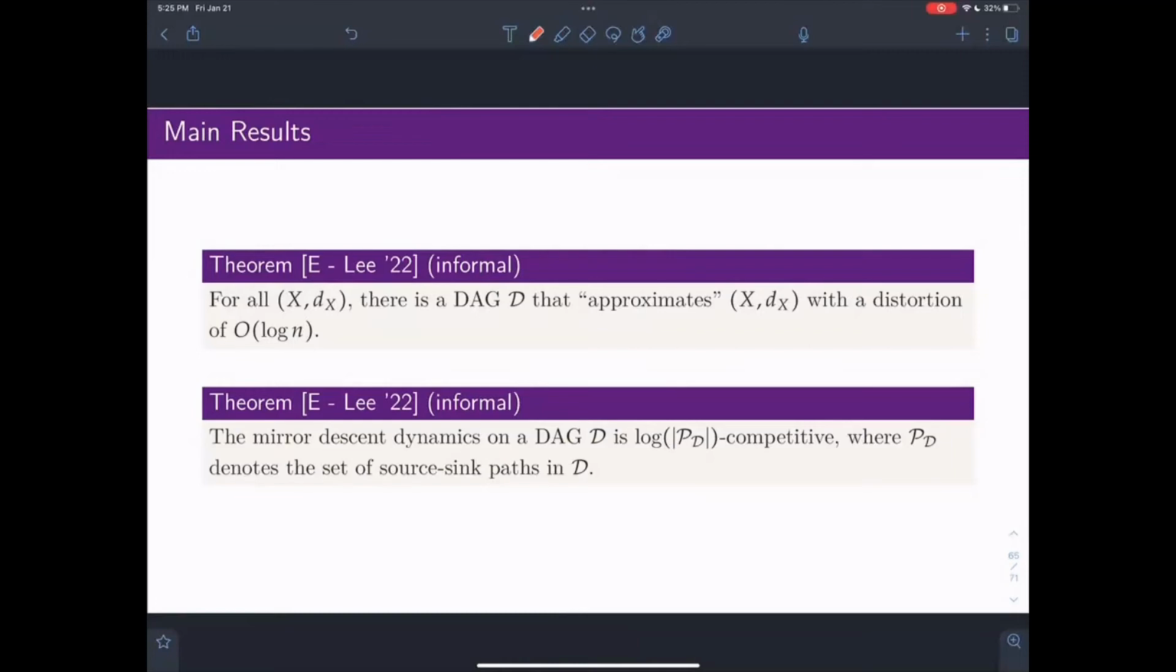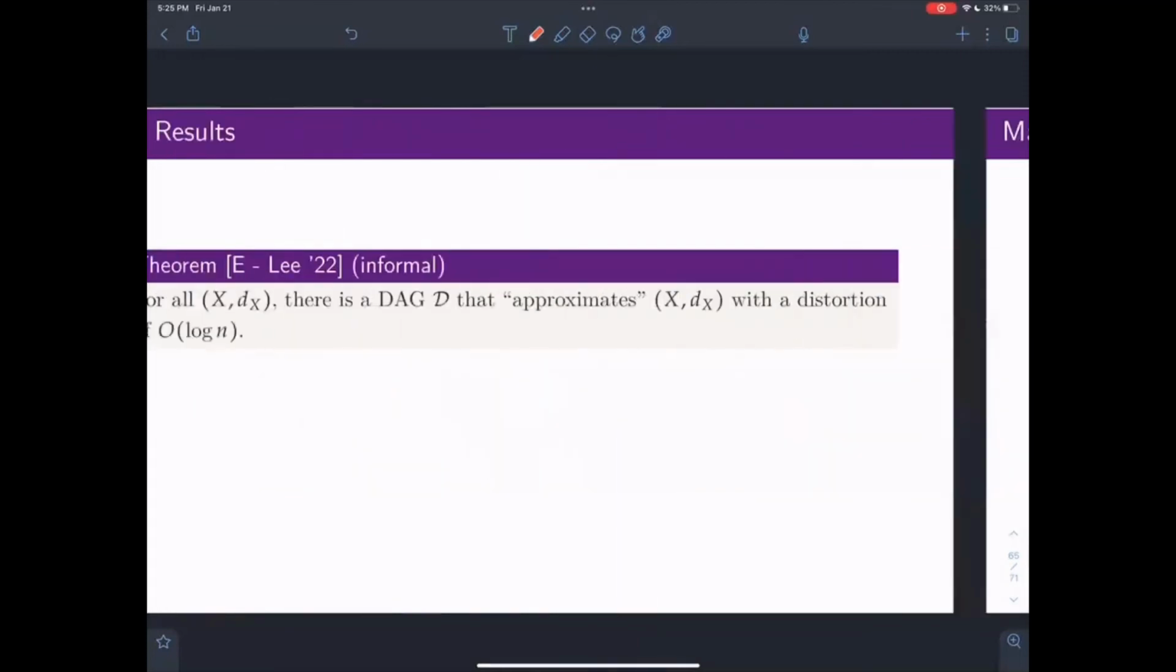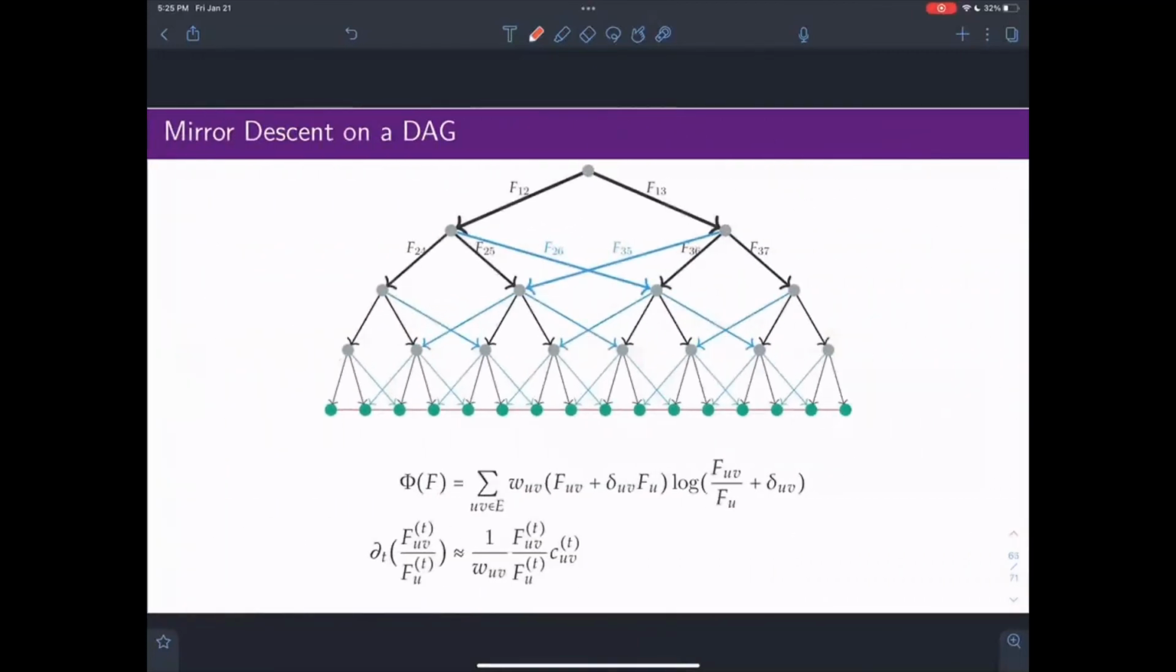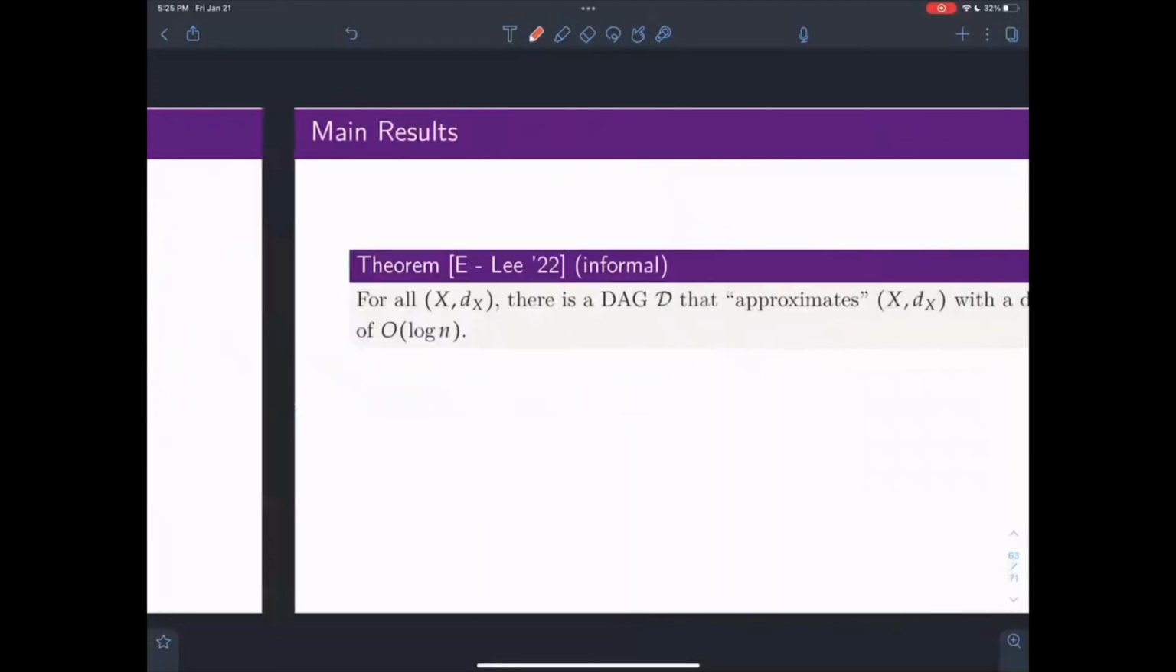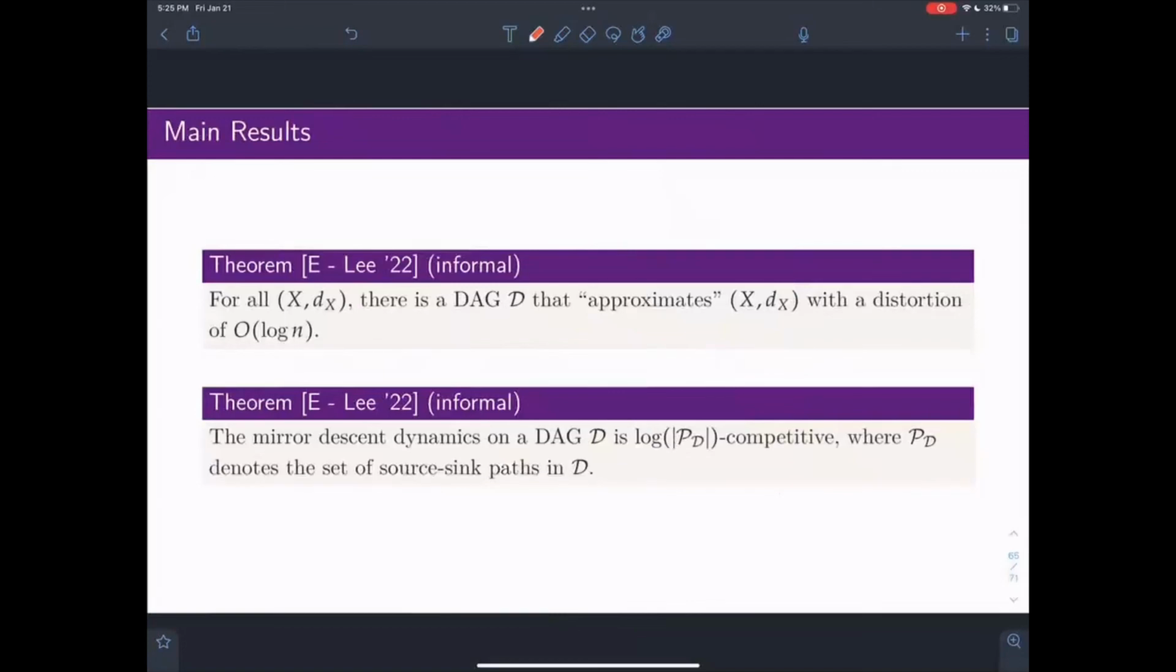And just to see that this was the case for this DAG, note that the out degree of every node was at most 4 here. There are 4 edges going out, and the height of the tree is around log n, so there are at most 4 to the log n many source-sink paths here, which is polynomial in n. And that's it.